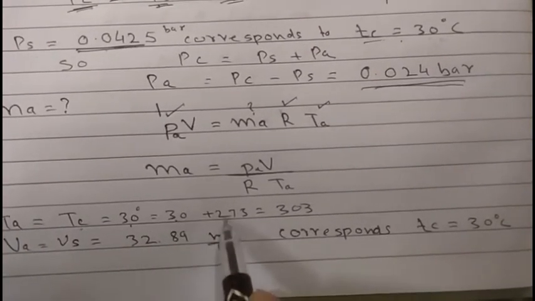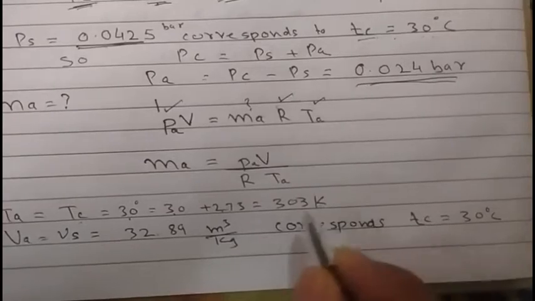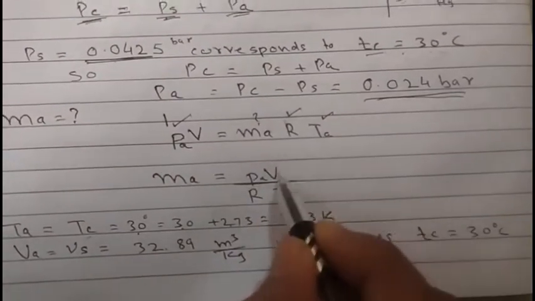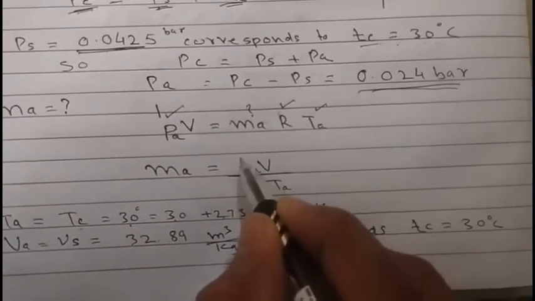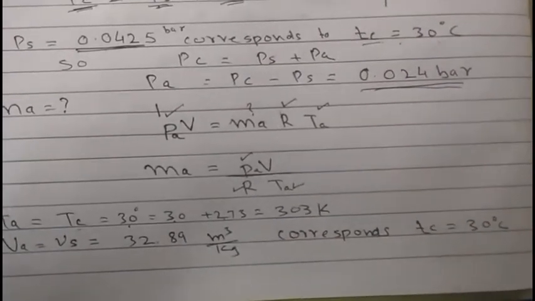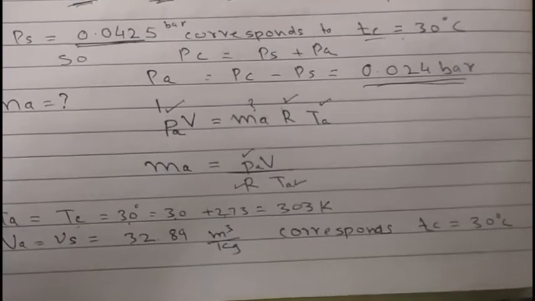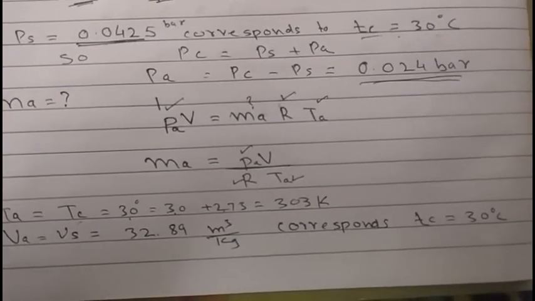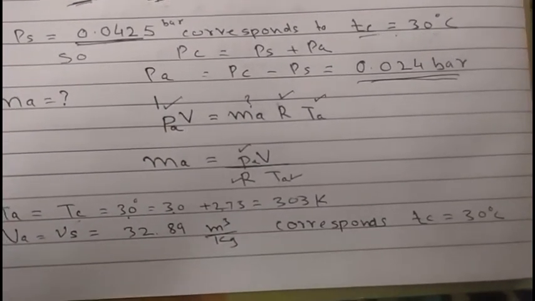We will convert it into Kelvin. So it is 303 Kelvin. And what about the V? Now we know PA, we know R, we know TA. What is V? V is the volume inside, the specific volume of the air inside the condenser. It will be the same as the specific volume of the steam.